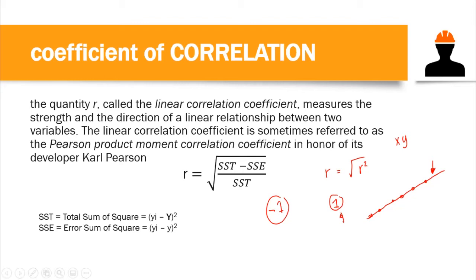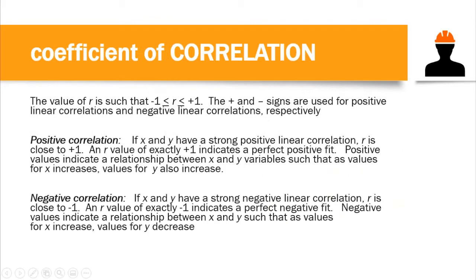So we have the formula, which is this one. Now again, the value of r varies from -1 to +1. The positive and negative signs are used for positive linear correlation and negative linear correlation respectively. When we say positive correlation, if x and y have a strong positive linear correlation, r is close to 1. An r value of exactly 1 indicates a perfect positive fit, where our data forms a straight line if we connect them all.